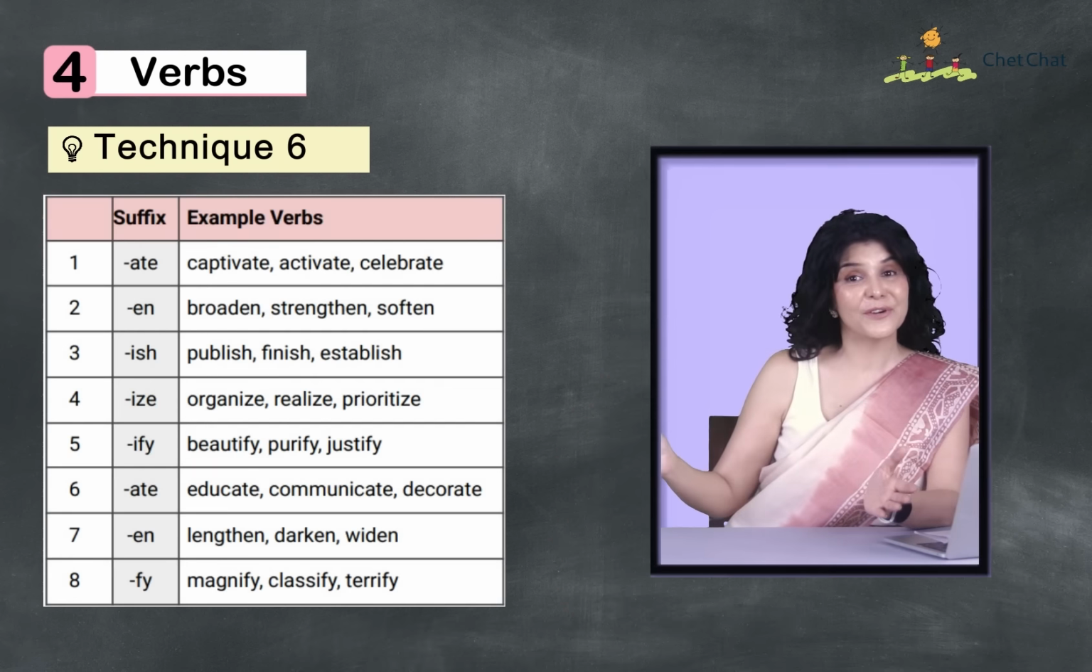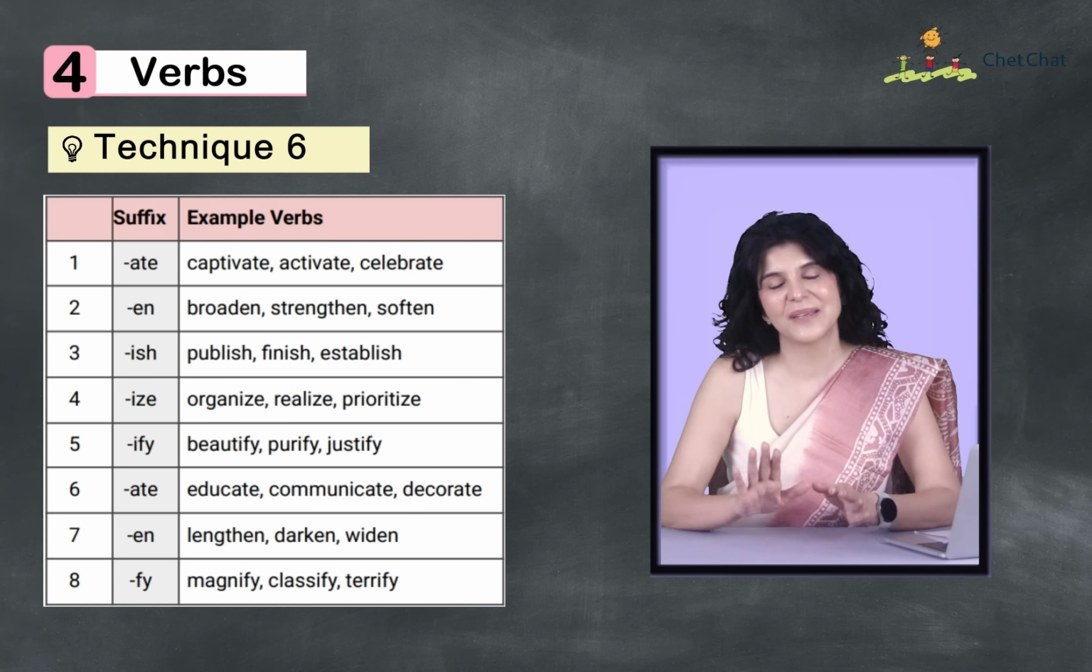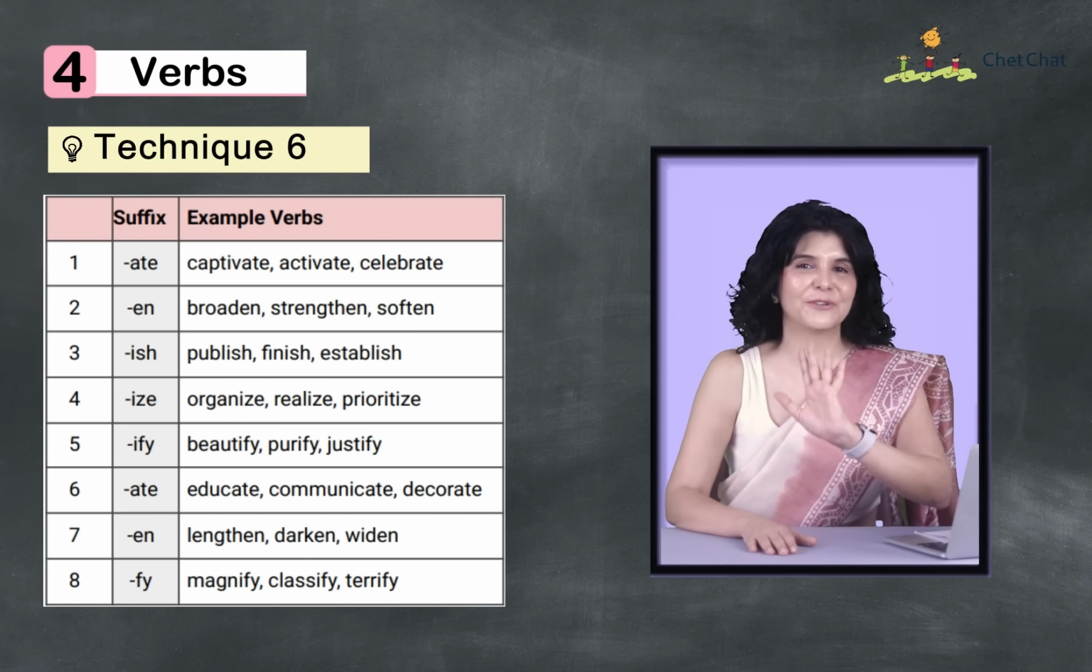Our final technique, number 6, is suffixes once again. I've got a table for you. It has a full list of verb suffixes with some example words. Pause the video, you know what to do.